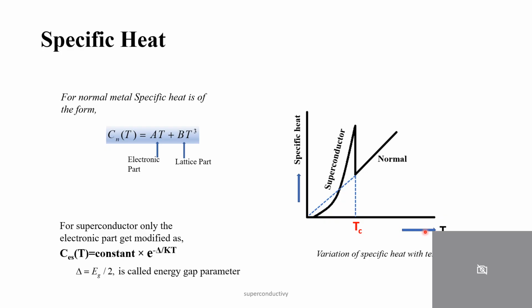So here we can see that in case of a normal metal, the decrease in temperature results in a decrease in the specific heat, and there is a continuous decrease of the specific heat. But in case of a superconductor, there is a discontinuity at T equals Tc. Suddenly, at T equals Tc, the specific heat jumps to a higher value, and from there it decreases smoothly.